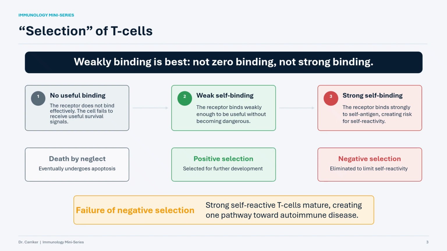The entrance exam is positive selection. In other words, prove you can recognize this nation's uniform. Prove that you can recognize self-MHC. The ethics board is going to step in, and if you prove that you won't shoot civilians, that you won't attack self, then we can keep you around. And then we start to have our branch assignments. This is something that we'll get into a little bit later.